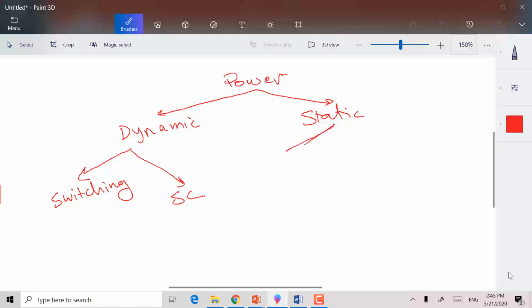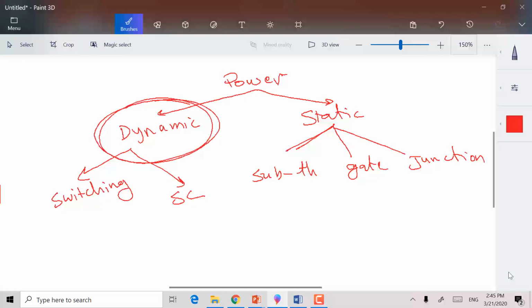Static power we have three types: subthreshold, gate leakage, or junction leakage power. In this lecture, we are going to start with the dynamic power, and next lecture we will address the static power. The summation of dynamic power and static power contributes to the total power dissipated by the CMOS circuit.